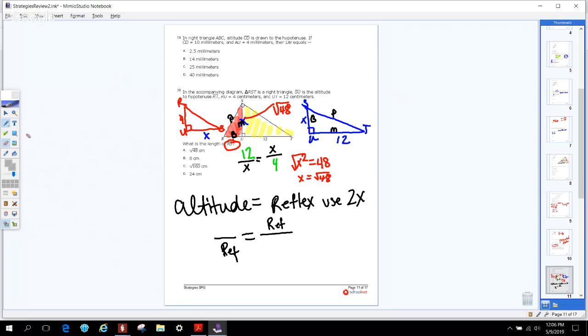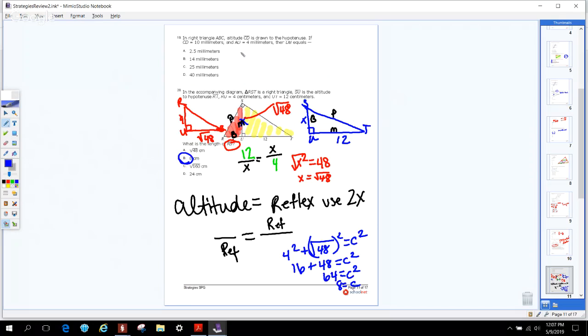Now that we have US, we're going to use the Pythagorean theorem to find RS. So we will just do 4 squared plus the square root of 48 squared equals C squared. 16, remember the squared takes out the square root, so that's 48. We're left with 64, and then we take the square root to get 8. So that's a more complex problem you might see on the DA.